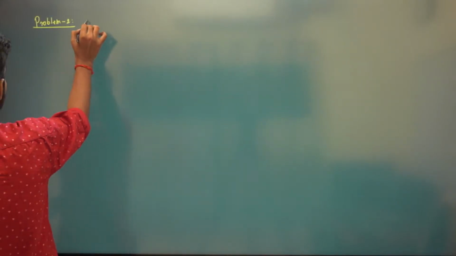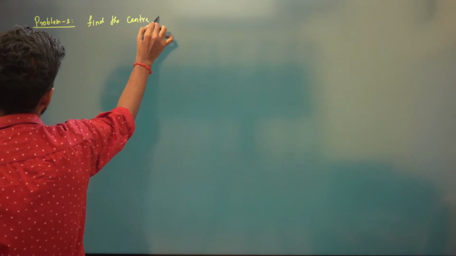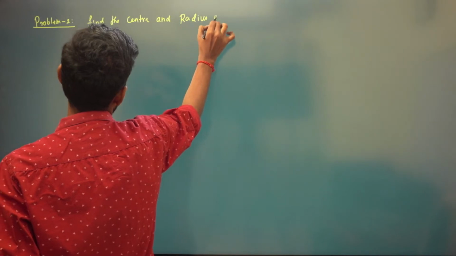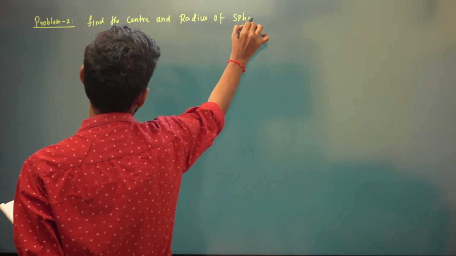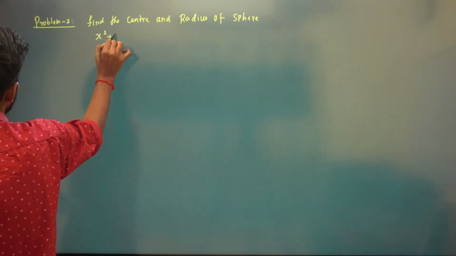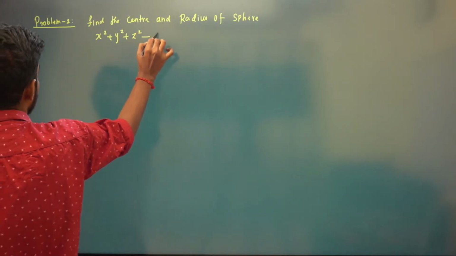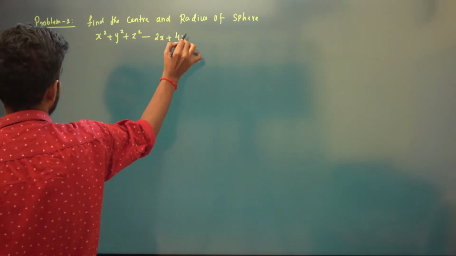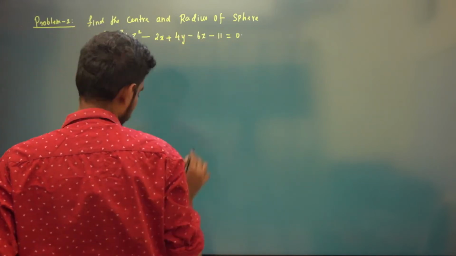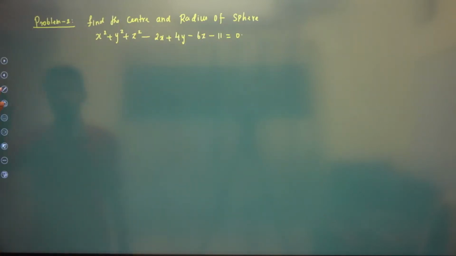So find the center and radius of the sphere x square plus y square plus z square minus 2x plus 4y minus 6z minus 11 is equal to 0. Right? This is a very basic problem. Just to make you more comfortable, I'm doing this problem.